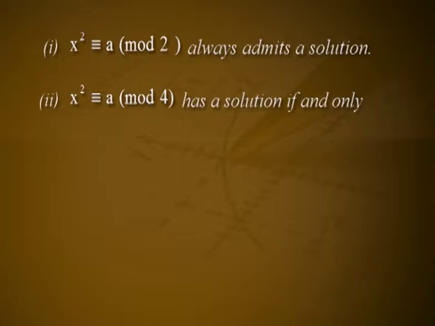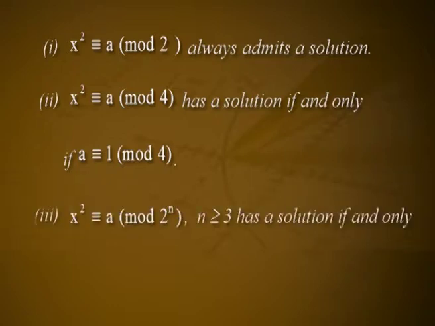Theorem 2. Let a be an odd integer, then 1. x square congruent to a mod 2 always admits a solution. 2. x square congruent to a mod 4 has a solution if and only if a congruent to 1 mod 4. 3. x square congruent to a mod 2 raised to n, n greater than or equal to 3, has a solution if and only if a congruent to 1 mod 8.